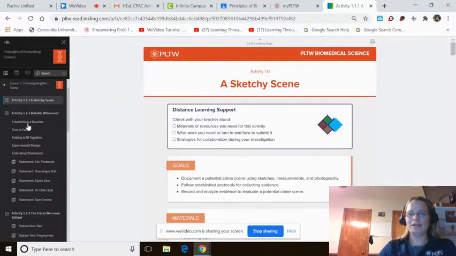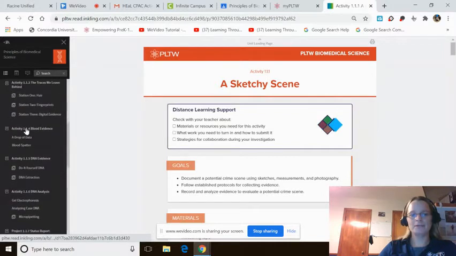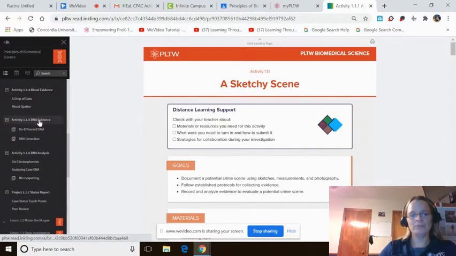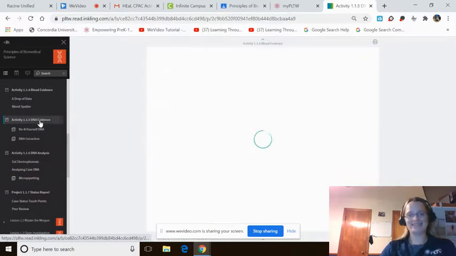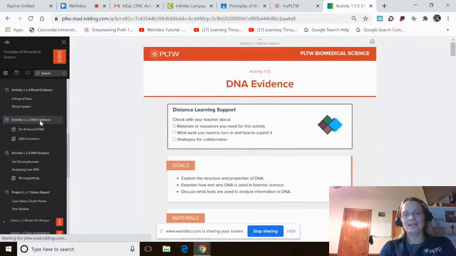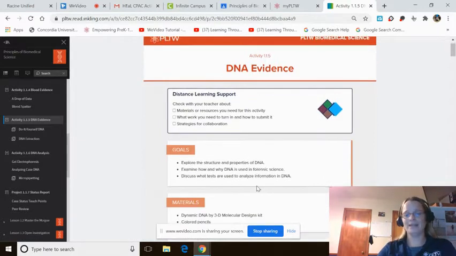We are on 1.1.5, so it starts at 1.1.1. Scroll down the left sidebar until you see 1.1.5, DNA Evidence. Here it is. This is where we are today. So explore the structure and properties of DNA. Examine how and why DNA is used in forensic science, and discuss what tests are used to analyze information in DNA. It's a lot to get done, so let's take a look.